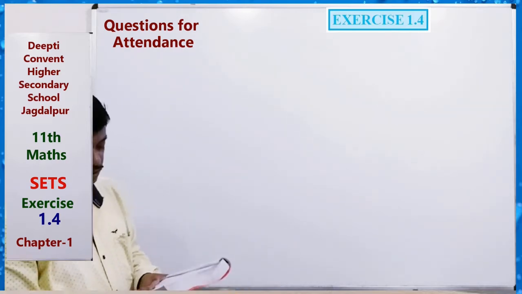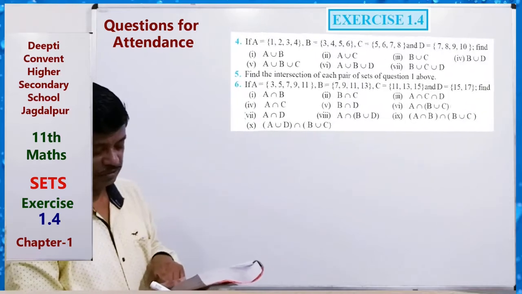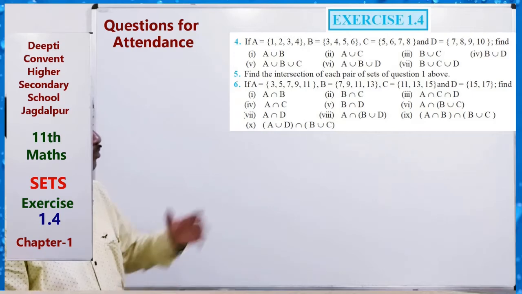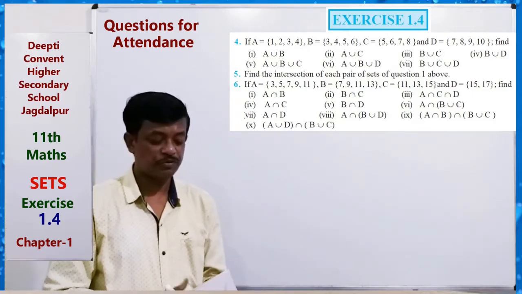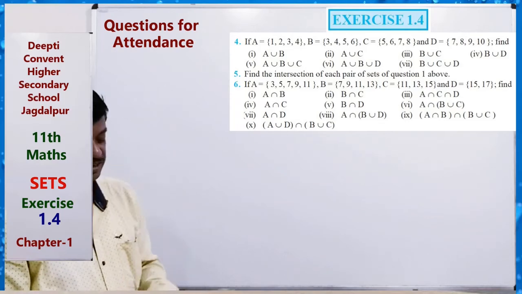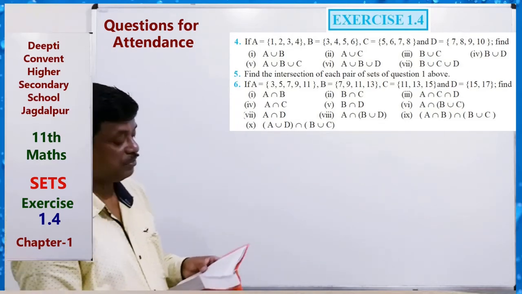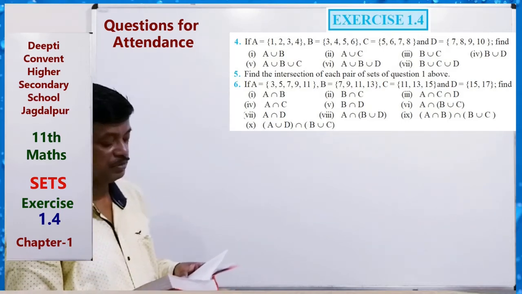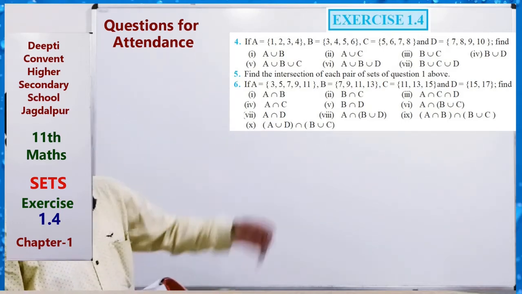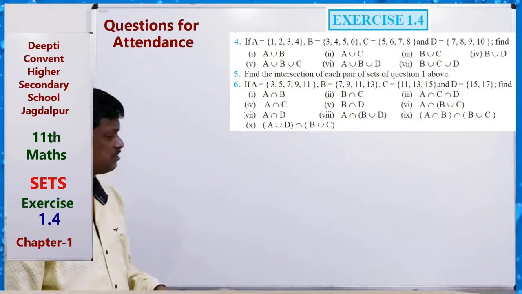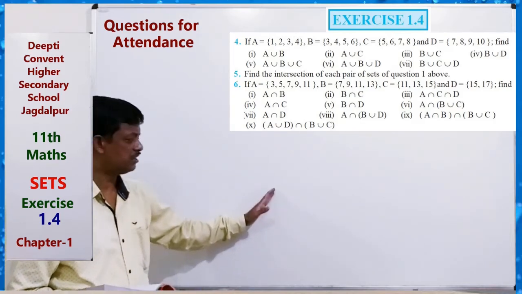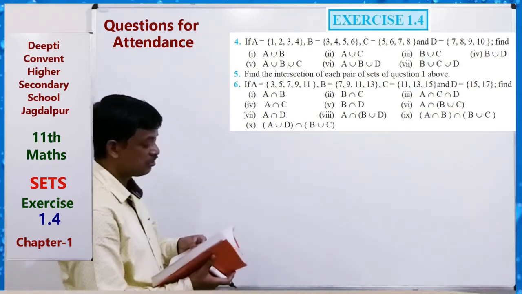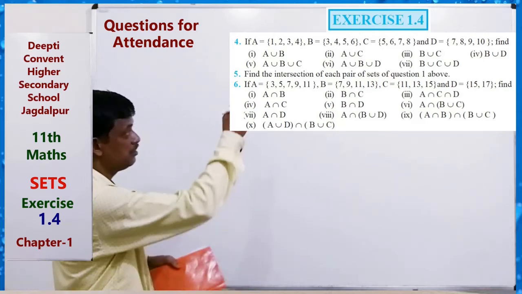Taking question 4. A equals {1, 2, 3, 4}, B equals {3, 4, 5, 6}, C equals {5, 6, 7, 8}, and D equals {7, 8, 9, 10}. These four sets A, B, C, D are given. We have to find the values of A union B, A union C, B union C, B union D, A union B union C, A union B union D, and so on. So very simple, just using logic, you have to write the value of A union B, A union C. Then for question 5th.